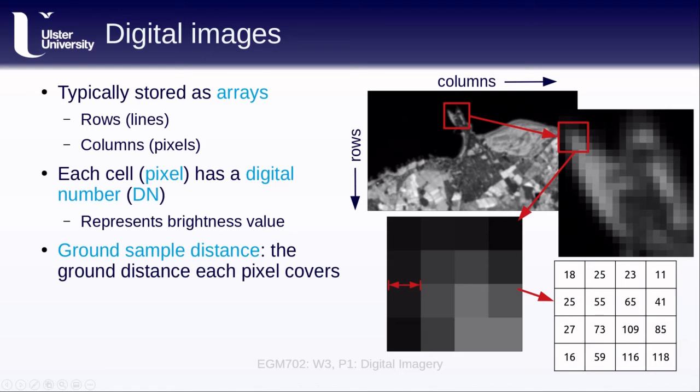The ground sample distance, sometimes called the pixel resolution, is the amount of ground distance that is covered by each pixel. This is measured in both the column, or y, and row, or x direction. For many images, these are the same size, that is, the pixels are square, but it's not always the case.